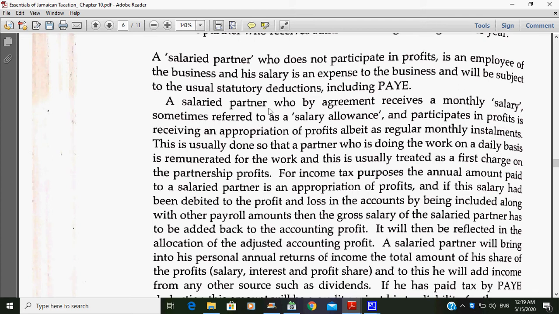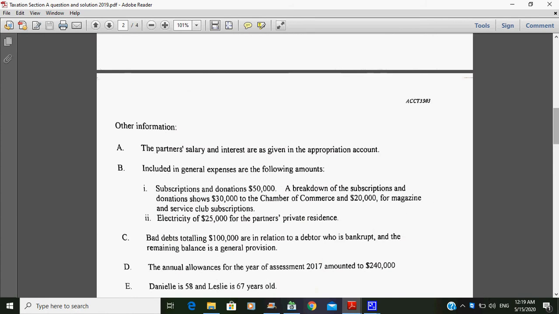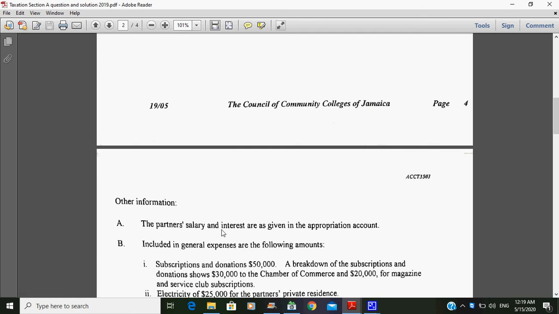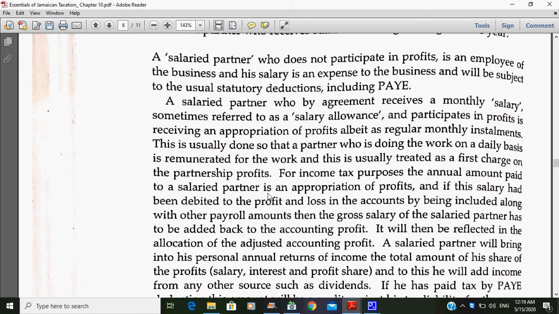For income tax purposes, the annual amount paid to the salaried partner is an appropriation of profits, and if this salary had been debited to the profit and loss in the accounts by being included along with other payroll amounts, then the gross salary of the salaried partner has to be added back to the accounting profit. Therefore, in this case, you will see that the partner's salaries will be added back, because the partner's salary and interest are as given in the appropriation account. Based on what this says, they should be added back.